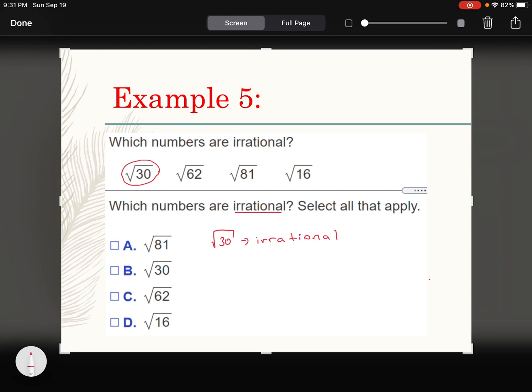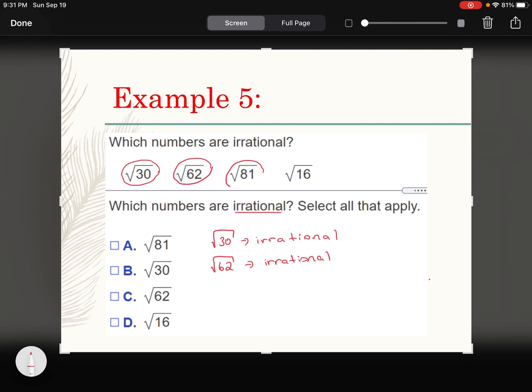Then the next one, square root of 62. 62 is also not a perfect square. Okay guys, if you don't know the perfect squares, you can use your calculator. 62 is not a perfect square, so it will be irrational. If it doesn't give you a whole number, then it will be irrational.